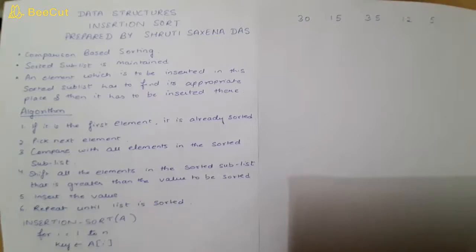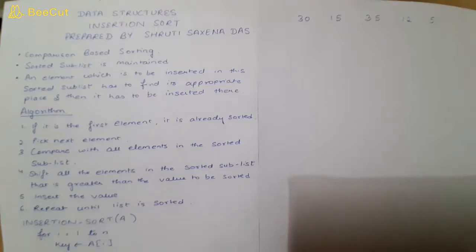We need to maintain a sorted sublist. You need to take one element from the unsorted sublist and place it at its correct place in the sorted sublist. An element which is to be inserted in this sorted sublist has to find its appropriate place, and then it has to be inserted over there. So how will this algorithm go?